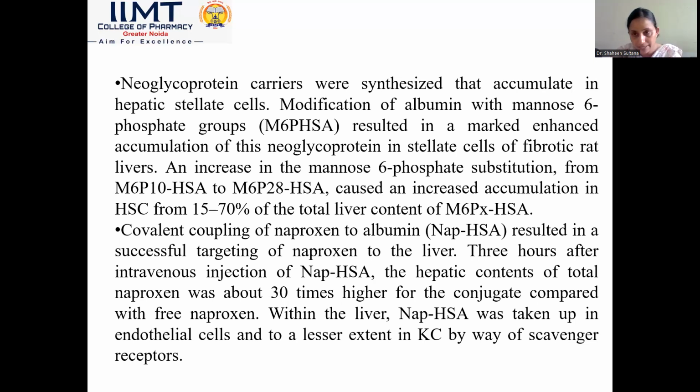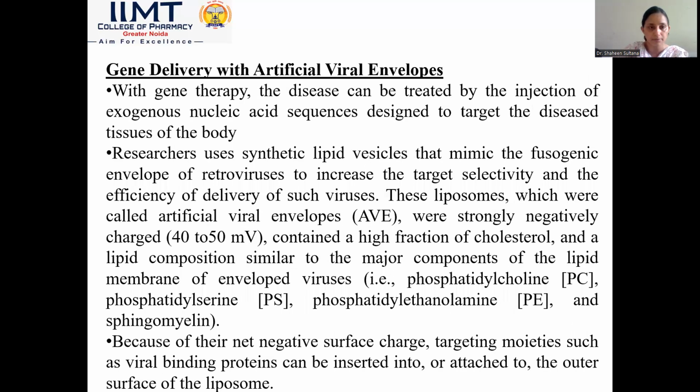So in another experiment, a covalent coupling of naproxen to the albumin resulted in successful targeting of naproxen to the liver. Means you bind the albumin to the naproxen. It was found that there was 30 times higher accumulation of the drug when naproxen was bound with the albumin as compared to free naproxen. Okay. Because of the conjugate binding of the albumin, it causes selective uptake by the liver cells only, high drug accumulation, and therefore high targeting efficiency.